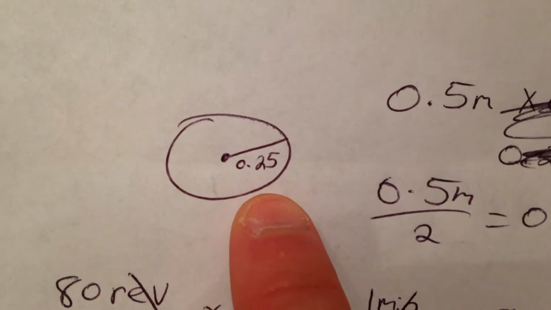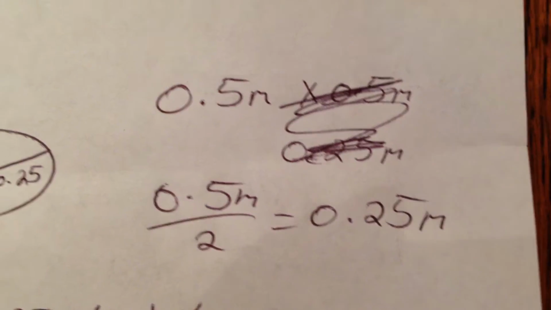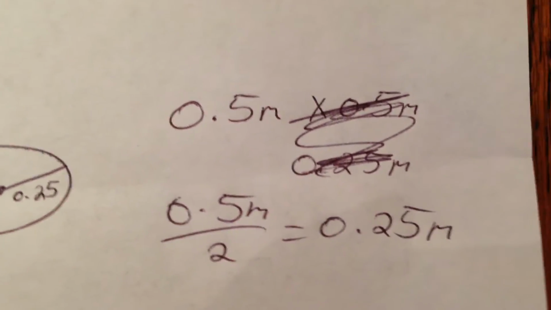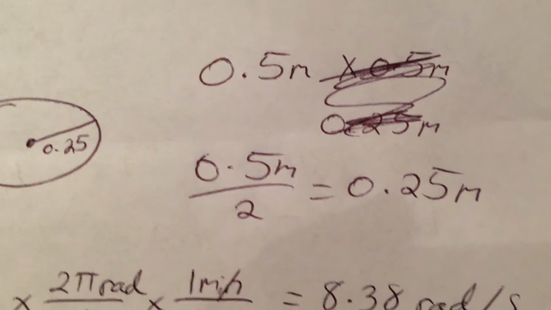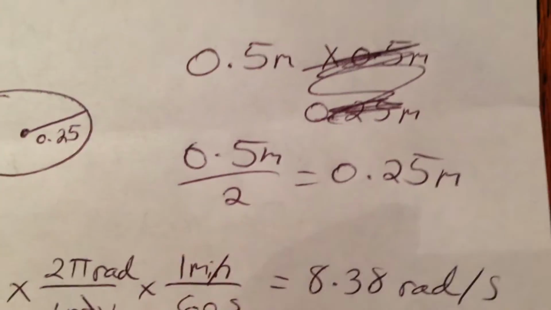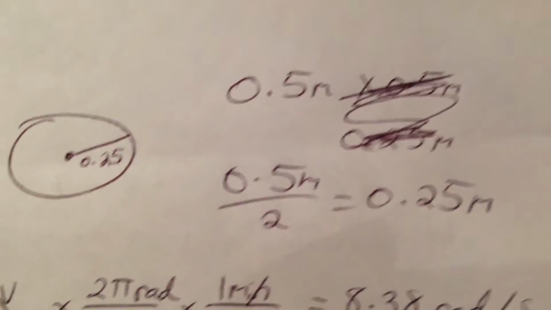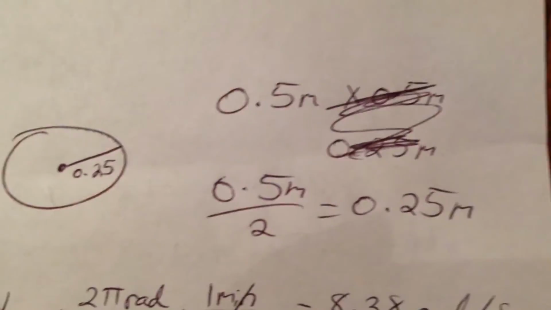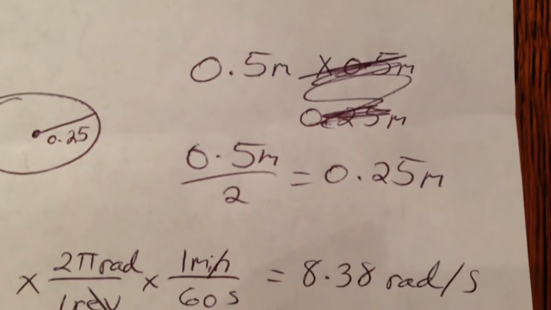Alright, so here's the disk. That's the radius. Before I start this problem, though, there's two things that need to be done. First of all, divide this 0.5 by 2 to get the radius, because they have given us the diameter, but we need the radius. So we just divide and get 0.25 meters for the radius.